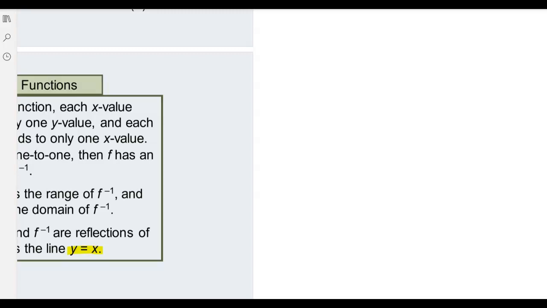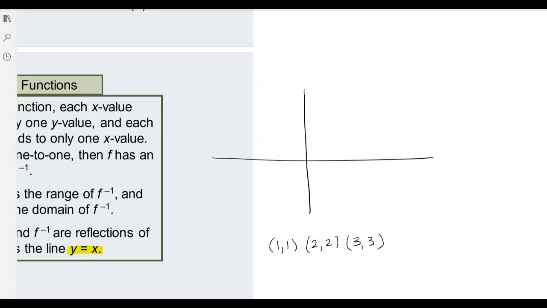The line y equals x is when we have every value being the same. So some of the points on that line are (1, 1), (2, 2), (3, 3), etc. And that line kind of cuts through the axis system this way diagonally.